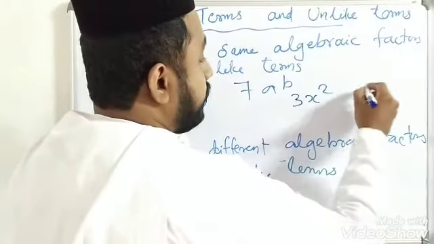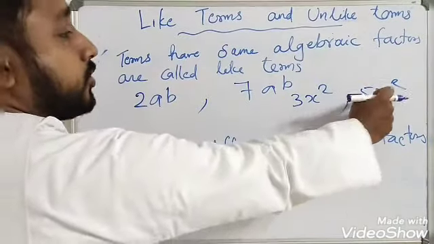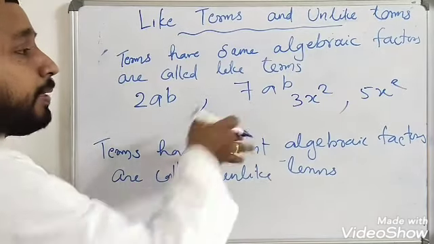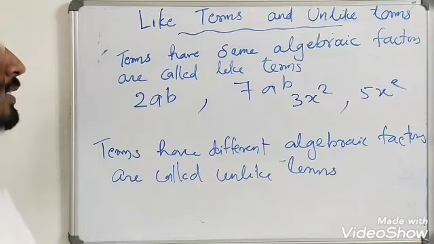3x square, 5x square. Here x square, here also x square. Both are the same. The number is different, not a problem. But 3x square and 5x square both have the same algebraic factors. These are like terms.